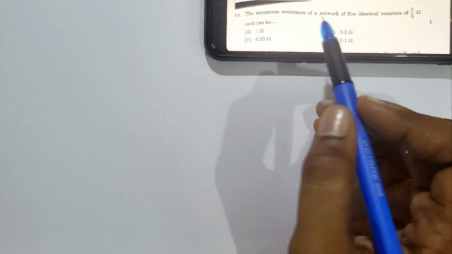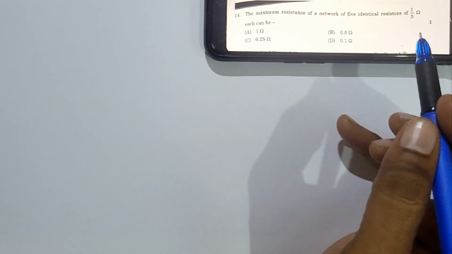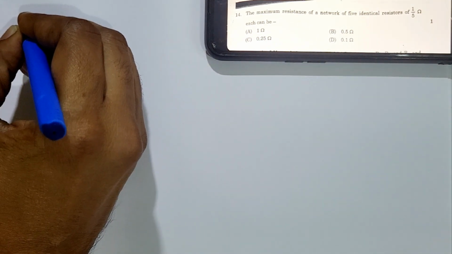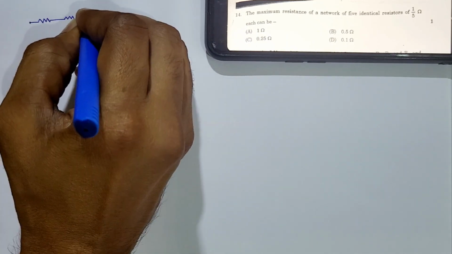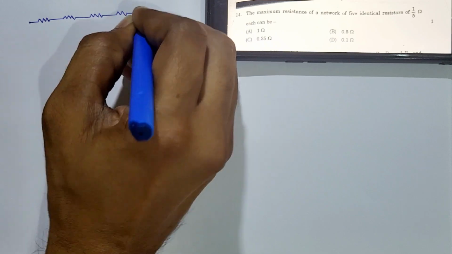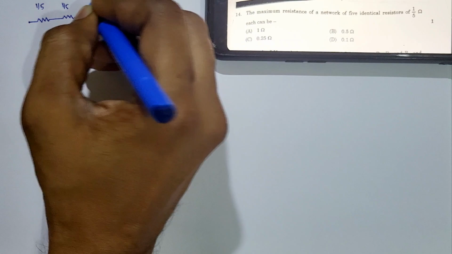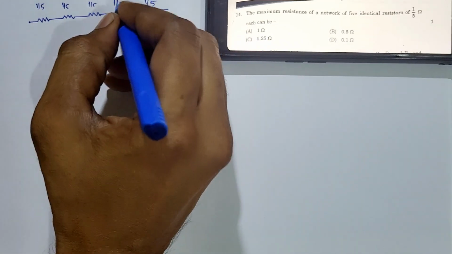What are they asking? The maximum resistance of a network of 5 identical resistors. Identical resistors means equal value resistors. 5 are connected. How to connect them for the maximum value? When you want the maximum value, you have to connect them in which connection? Series connection. So connect them all in series: 1, 2, 3, 4, 5. Each value is 1 by 5, 1 by 5, 1 by 5, 1 by 5, 1 by 5.